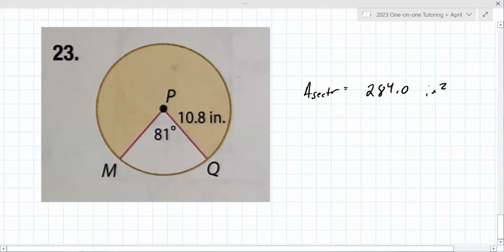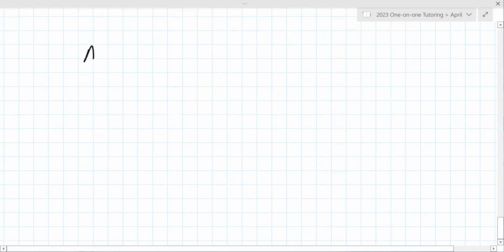So two formulas we used today so far. Area of a circle, pi r squared. Area of a sector is the angle out of 360 times pi r squared. And then we also use the fact that the diameter is 2 times the radius.